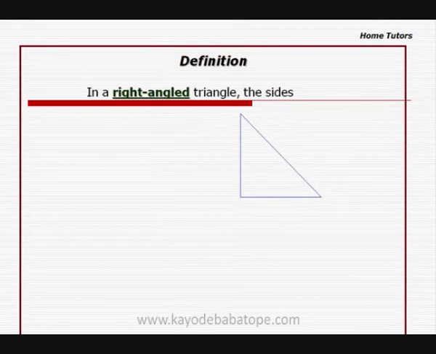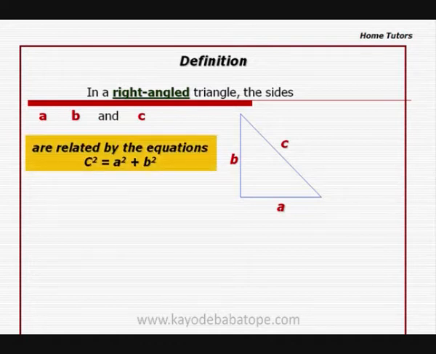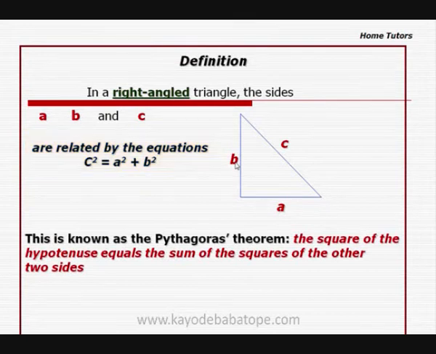Basic definitions. In a right-angled triangle as shown below, the sides A, B, and C are related by the equation C squared equals A squared plus B squared. That is, the square of the hypotenuse is equal to the sum of the squares of the other two sides. And this is what is known as Pythagoras theorem.